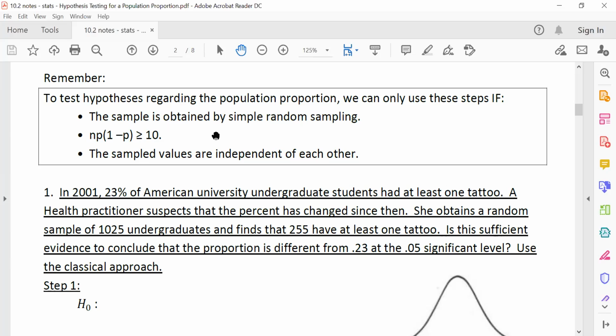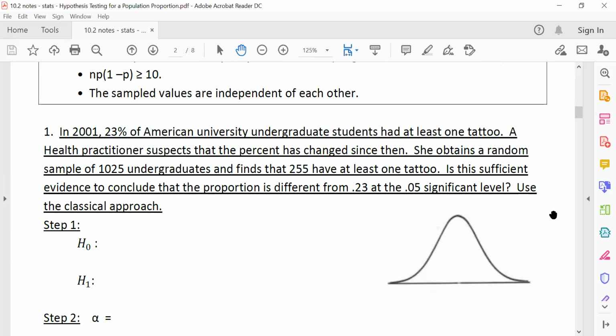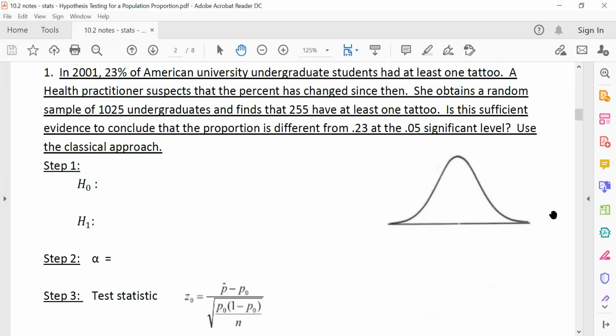You also need to decide if your sample size is less than 5% of the population size. But that's usually going to be the case. If it's not the case, you can't really run a hypothesis test here using simple methods. You'd have to use something that's considered beyond the scope of this course.